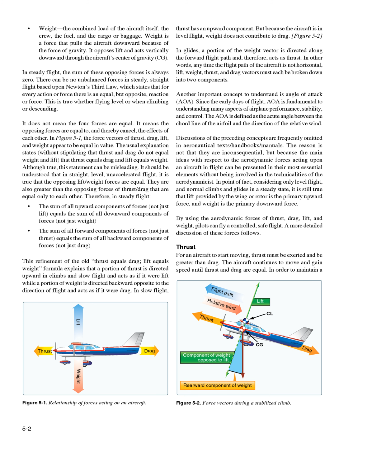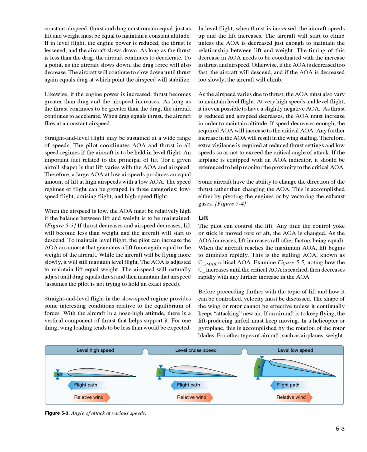The aircraft continues to move and gain speed until thrust and drag are equal. In order to maintain a constant airspeed, thrust and drag must remain equal, just as lift and weight must be equal to maintain a constant altitude. If in level flight, the engine power is reduced, the thrust is lessened, and the aircraft slows down.